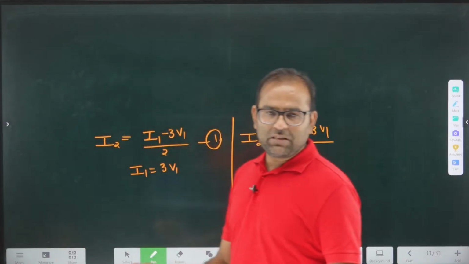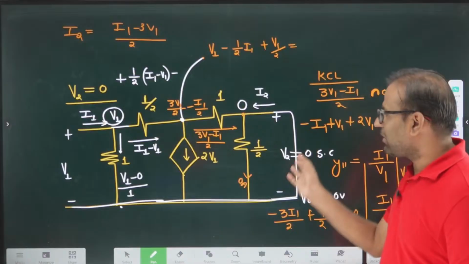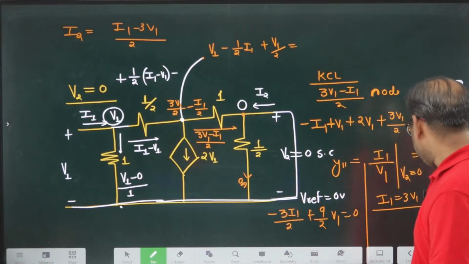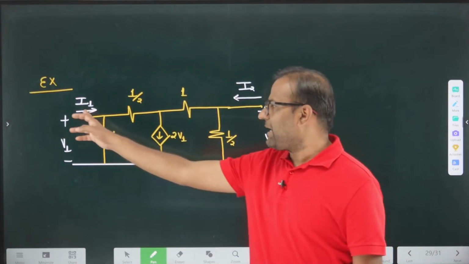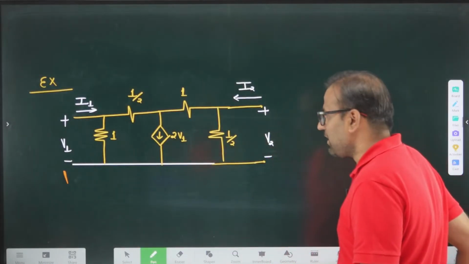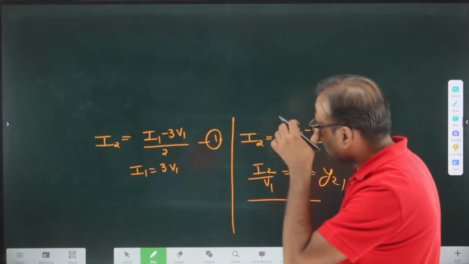So this is the first part of the analysis, where you are applying the short circuited output terminal and calculating V1 in terms of I1, I2. What is the next part? The next part is again a repetition. We will apply the short circuited input. So if you apply the short circuited input, how will your network look?